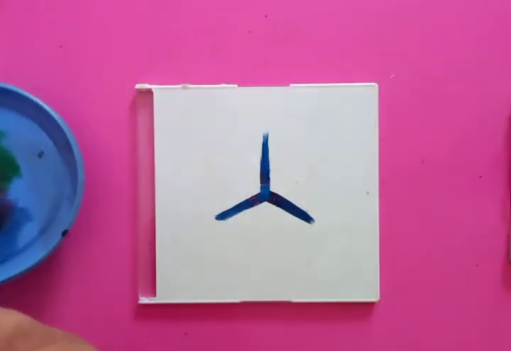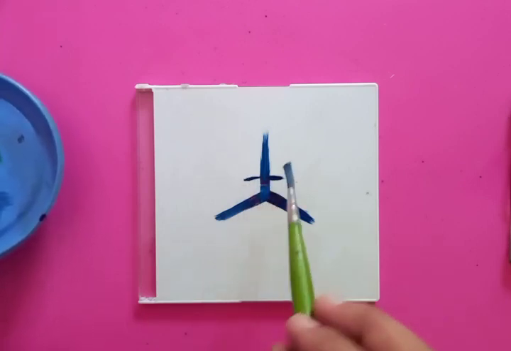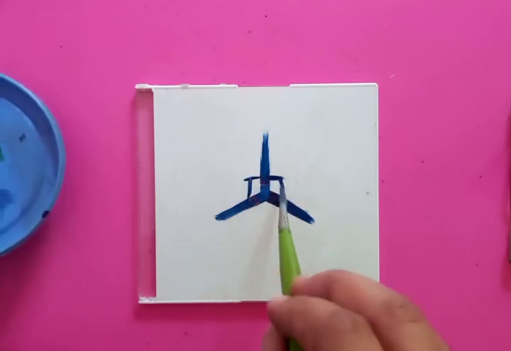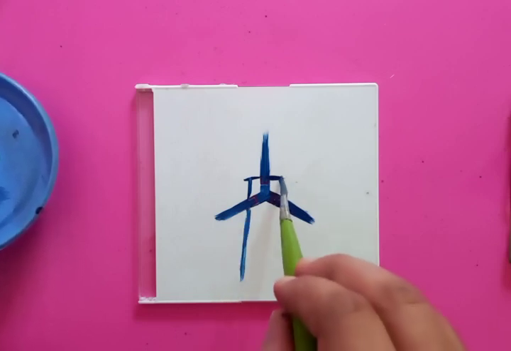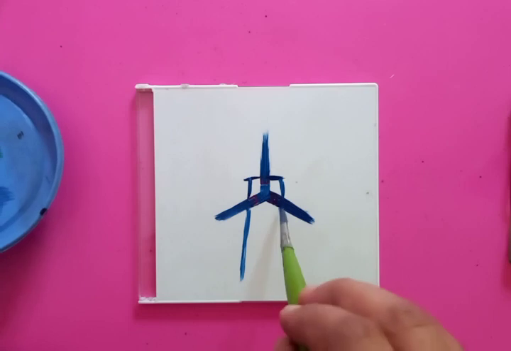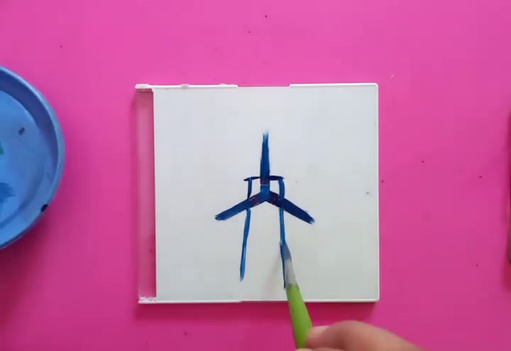All right, and just drawing the top portion. Okay, we can see the top portion here. There's the towers of the windmill.